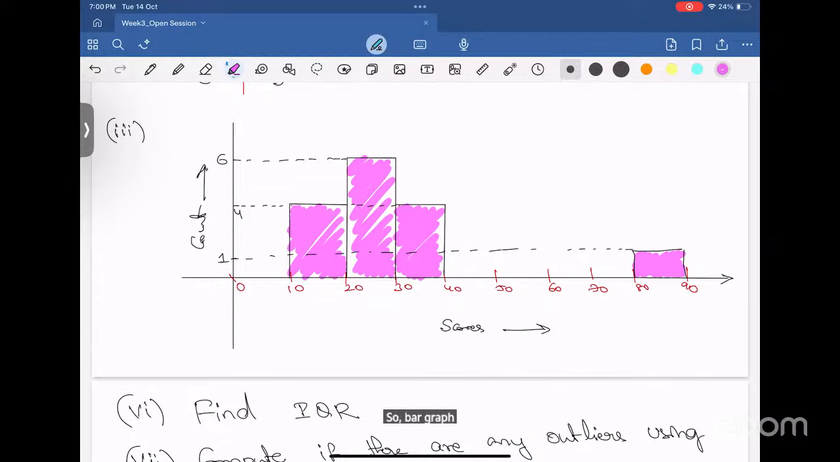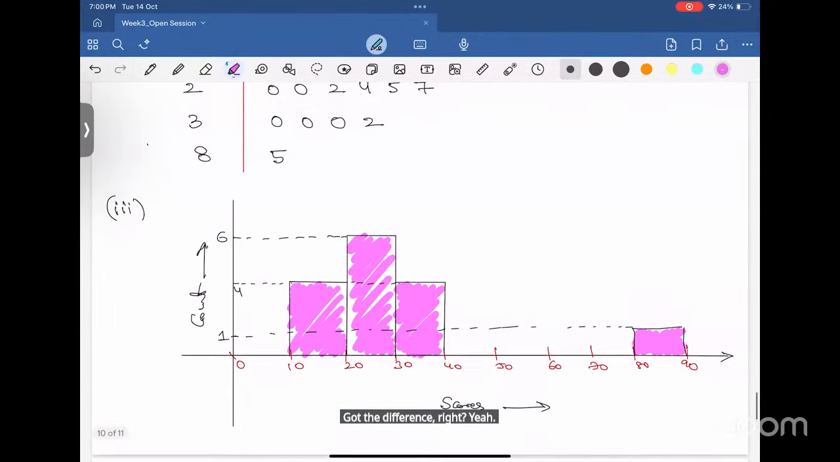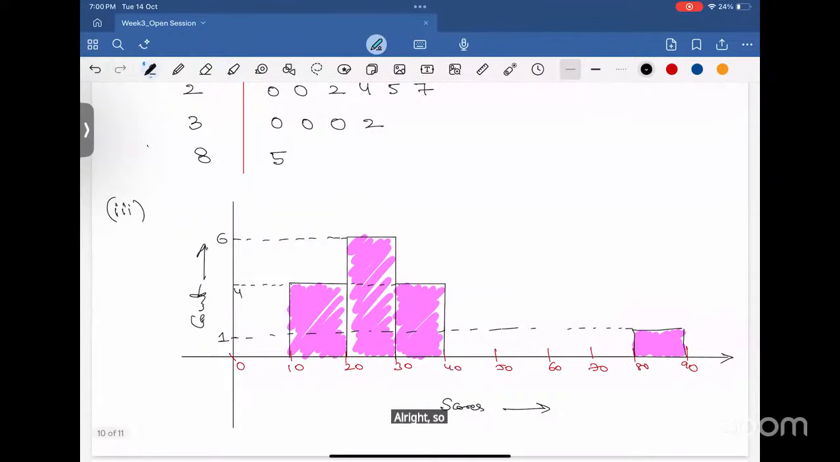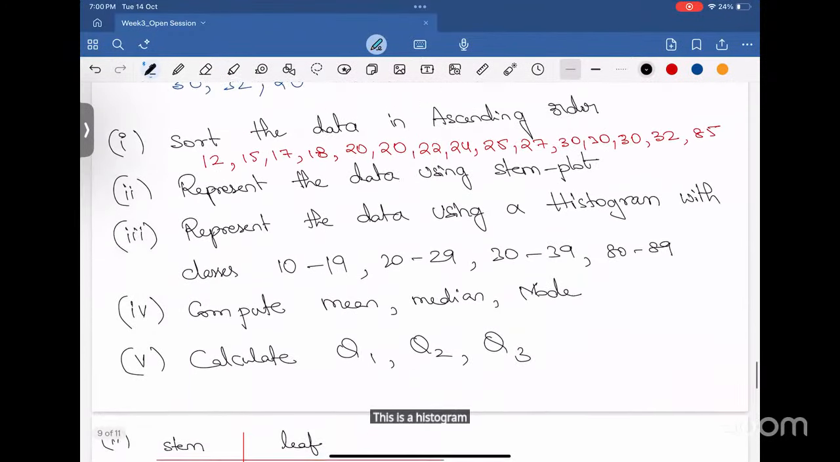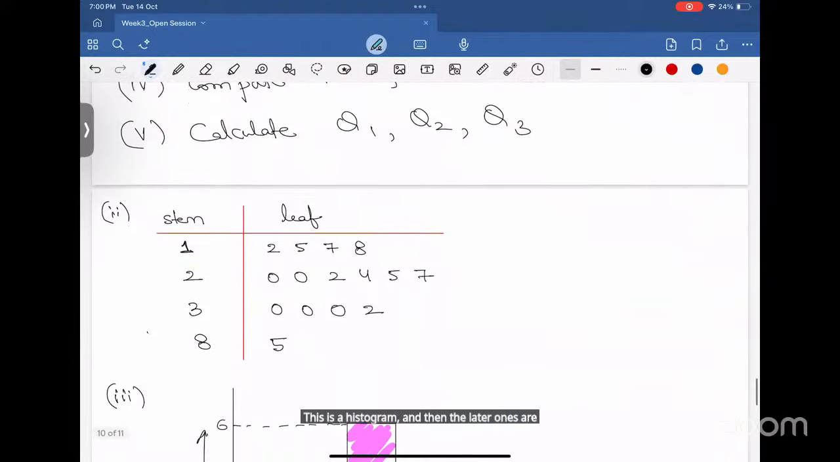So bar graph is plotted for discrete values or discrete groups. Whereas histograms are plotted for continuous values. Okay, sir. Got it. Thank you. Got the difference, right? Yeah. All right. So this is histogram, and then the later ones are the computation parts.